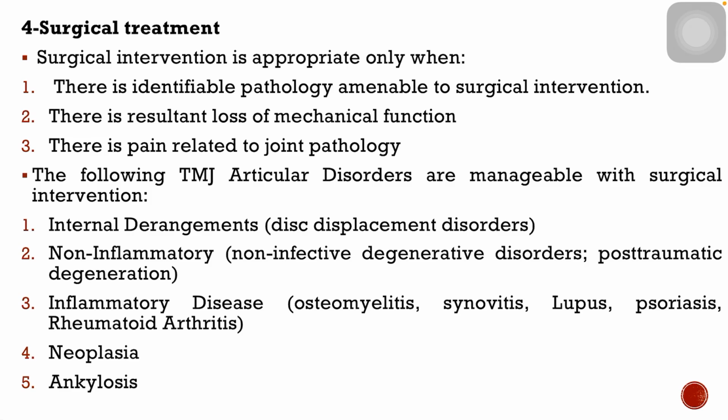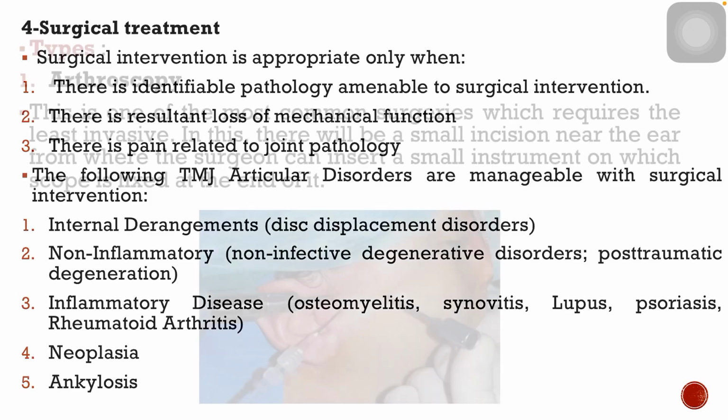Surgical treatment is appropriate only when there is identifiable pathology amenable to surgical intervention, there is a resultant loss of mechanical function, or there is pain related to joint pathology. The following TMJ articular disorders are manageable with surgical intervention: مثلا internal derangement اللي هي disc displacement disorder, non-inflammatory disorder والinflammatory disease والneoplasia والankylosis.